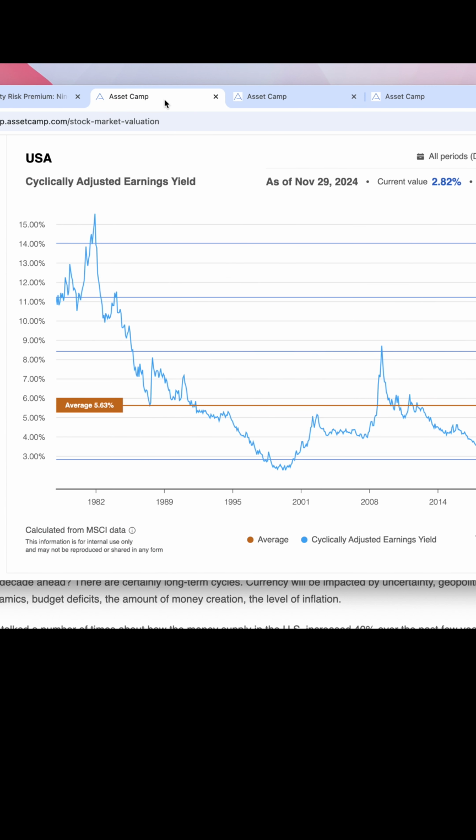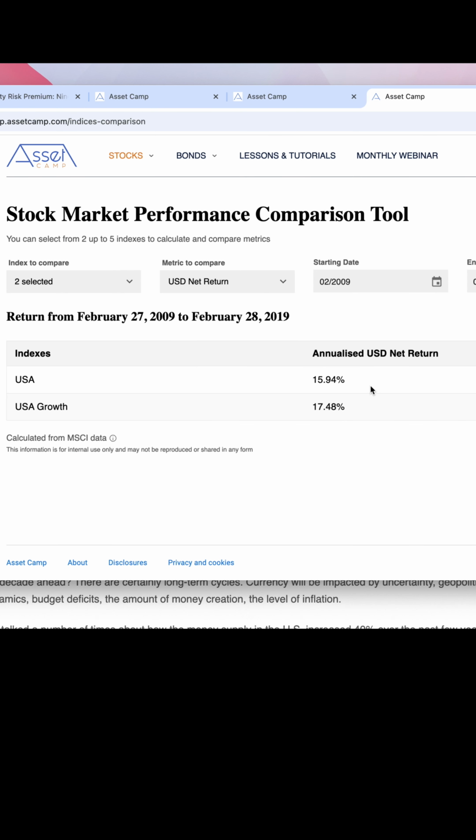Now let's find a period where the U.S. stock market was cheap. February 2009, the cyclically adjusted earnings yield was 8.7%, almost one standard deviation cheaper than average. What was the 10-year return following that cheap valuation? The U.S. stock market returned 15.9% over the next 10 years.